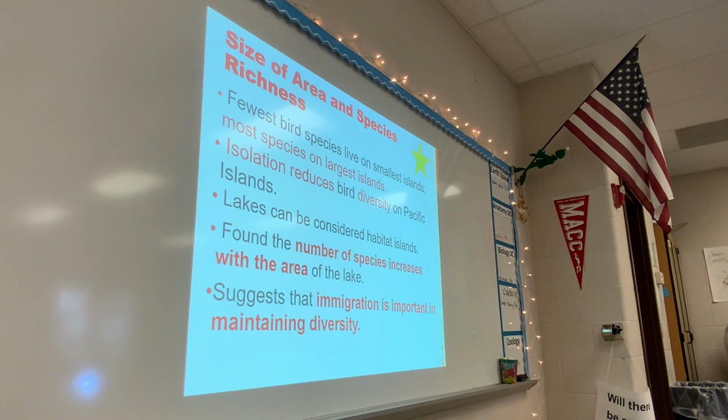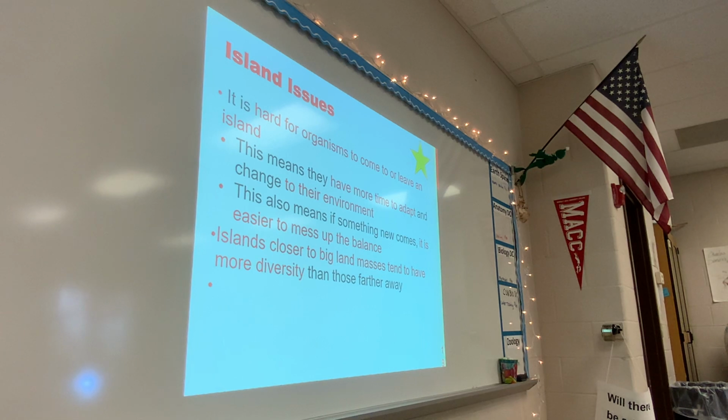And so island diversity is a big factor, but whenever we have an island, sometimes bringing organisms to those places is a challenge. So it's hard for organisms to come or leave an island. That is one of the biggest issues. So if we have an organism that can fly or is really good at traveling, that's going to have a big impact on these isolated places. Once they get there, then they do have more time to adapt to that environment.